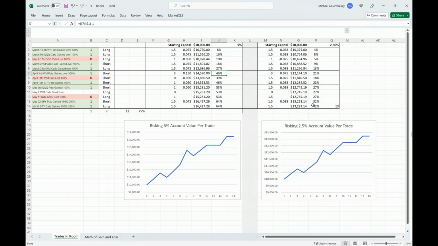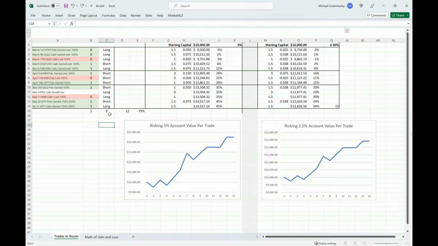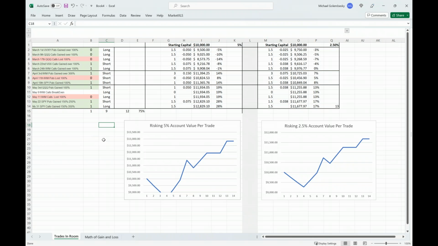At 2.5%, you're up about 32% in the same actual real world trades. So from 10,000 to about 13,000. So let's just assume that we started out with 3 losers in a row, and then we went into the same thing. At 5%, you're down 14% before you start making your money back. So it's a fairly decent drawdown at 5%.